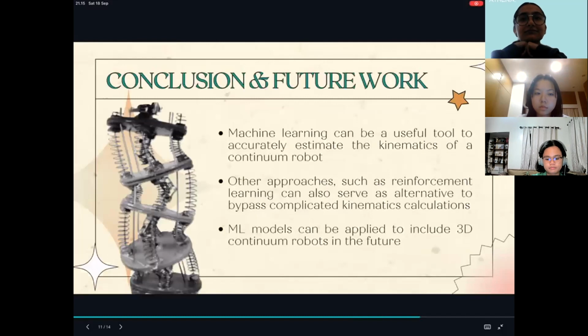And so, in conclusion, machine learning, especially neural networks, can serve as an effective tool to estimate the kinematics of a continuum robot with great accuracy. And besides the supervised learning approach that we used, other approaches such as reinforcement learning can also be used as an alternative solution to these kinematic problems. And although the neural network we designed for now is only suited for a planar continuum robot in 2-dimensional environments, we can hopefully extend this limitation to also work for 3D continuum robots in the future.